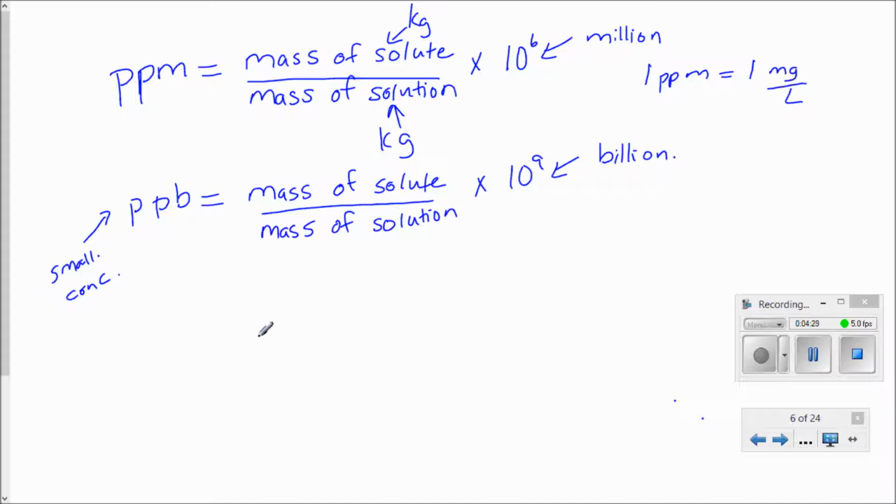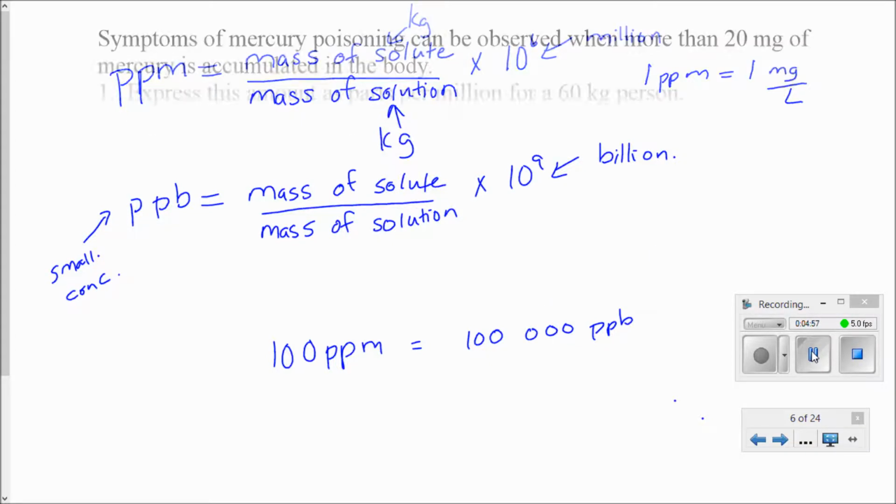Okay? So the relationship between them, just so you know, this is not too critical that we understand, but 100 parts per million is equal to, if I get this right, 100,000 parts per billion, okay? So it's an order of 1,000 times difference between these two things. But you use parts per billion for smaller concentrations. For example, your water bottle, you'll have very, very small concentrations.